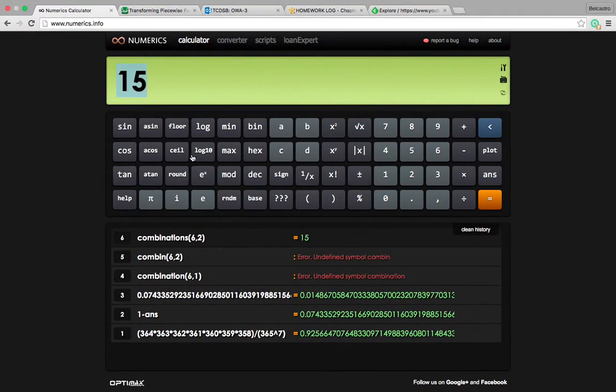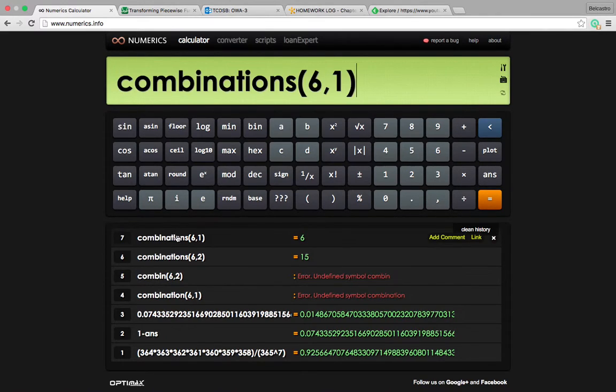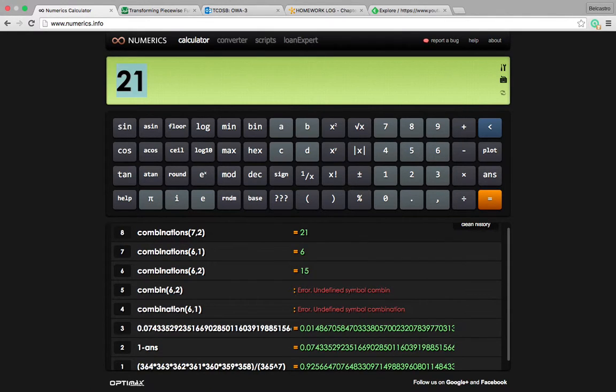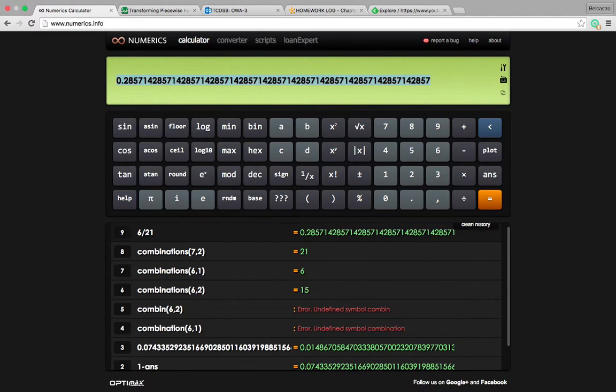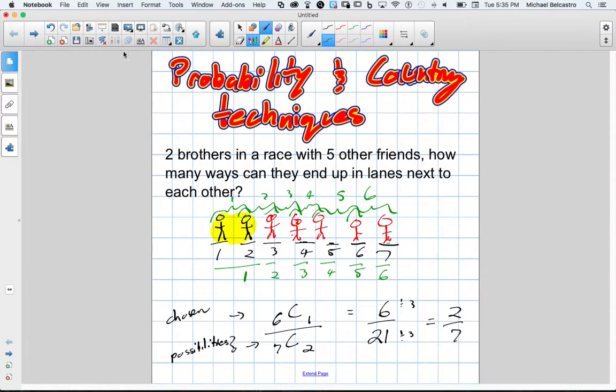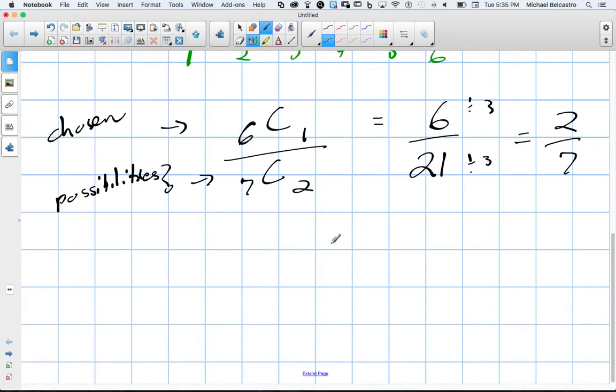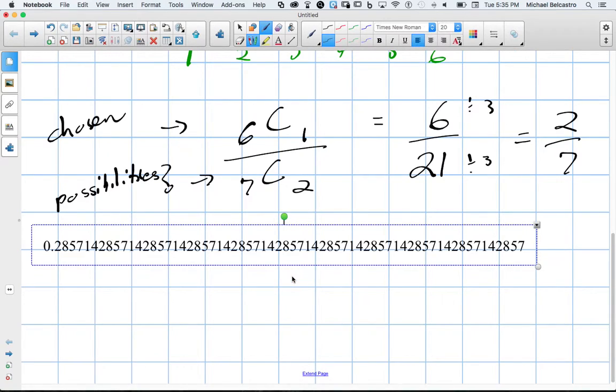Okay, so now it's a lesson in numerics. I just put, like you said, combination. You have to spell out the whole word. Combination, 6 choose 1. Yes. Oh yes, thank you. There we go. So that's 6, and then I can actually take the answer from above and just manipulate it. 7 choose 2, 21, and 6 divided by 21 is our probability. Yes, we can copy and paste it in here. I love this copy and pasting. I'm so glad I found this new calculator. Let's paste it in. Yeah, there's our probability.